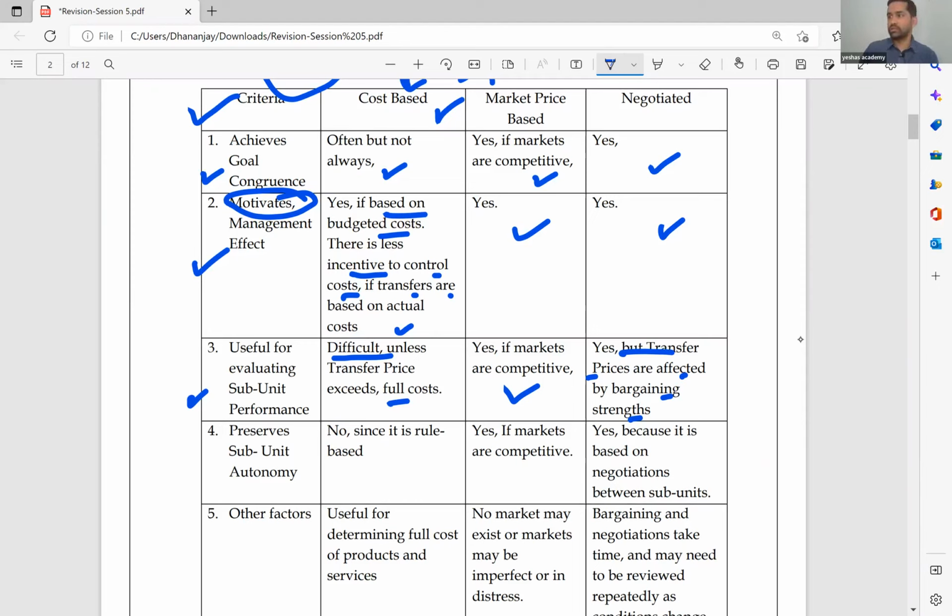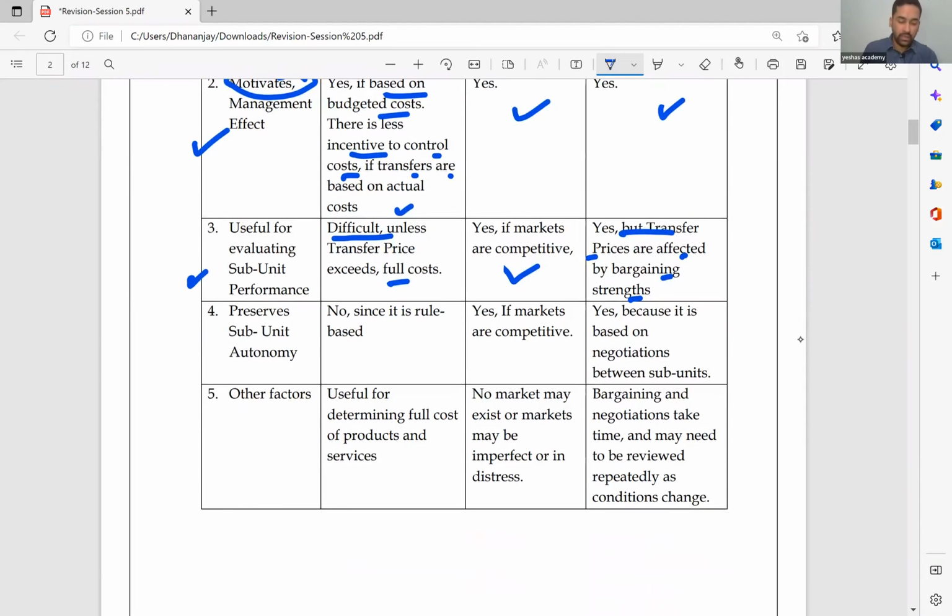That means your focus is now shifting from reducing and controlling cost to bargaining well with the management and other departments. Next one, preserve subunit autonomy. No, because here department 1 has no independence at all. You're just telling him, boss, whatever you spend, at that rate you transfer. Where is the autonomy? Where is the independence for that department?